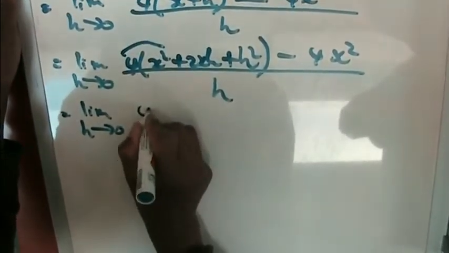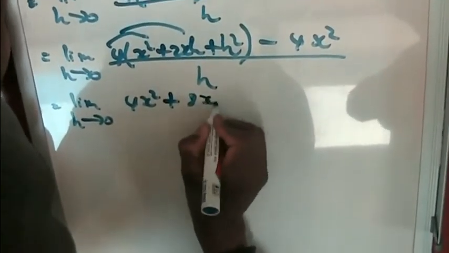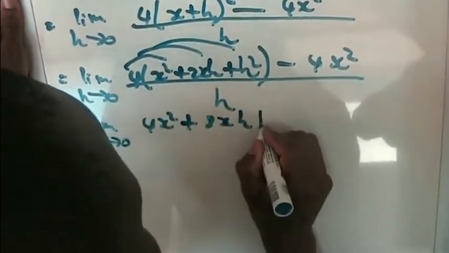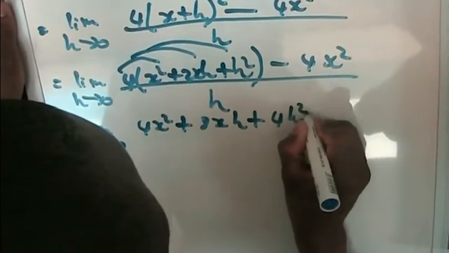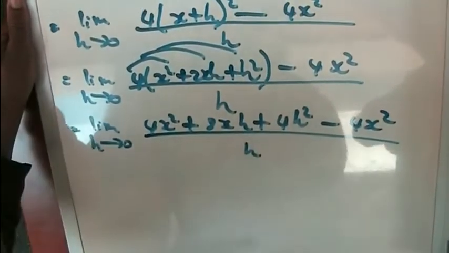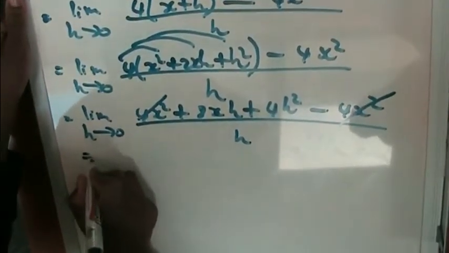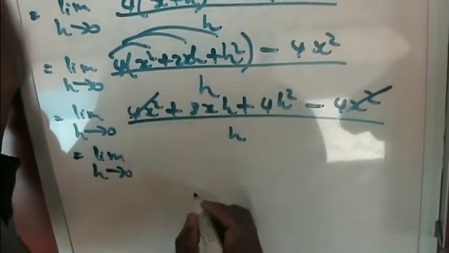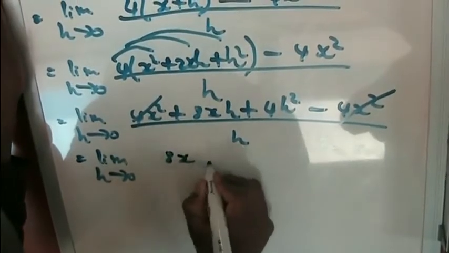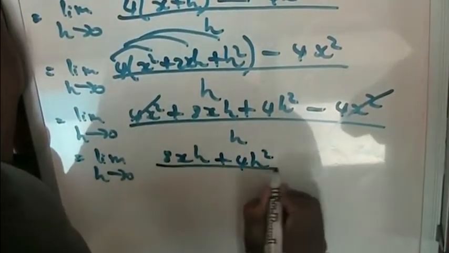Equal to the limit as h tends to 0 of 4x squared plus 8xh plus 4h squared minus 4x squared over h, like times 4x and 4x, is equal to the limit as h tends to 0 of 8xh plus 4h squared over h.